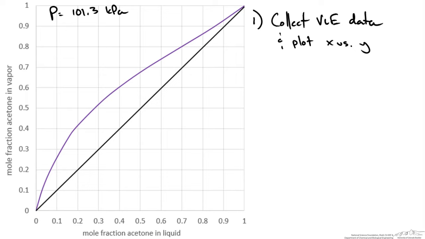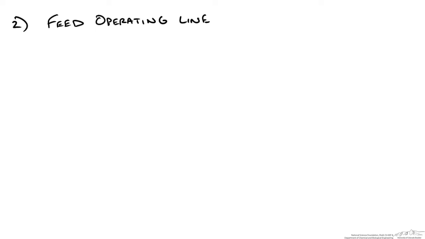Let's go ahead and determine our feed line. So our feed operating line is defined as y, the vapor mole fraction of acetone, is equal to the quality of the feed, Q, over the quality minus 1, times the liquid mole fraction, minus ZF to designate our feed composition, and this is over our quality minus 1. So what is our feed quality?